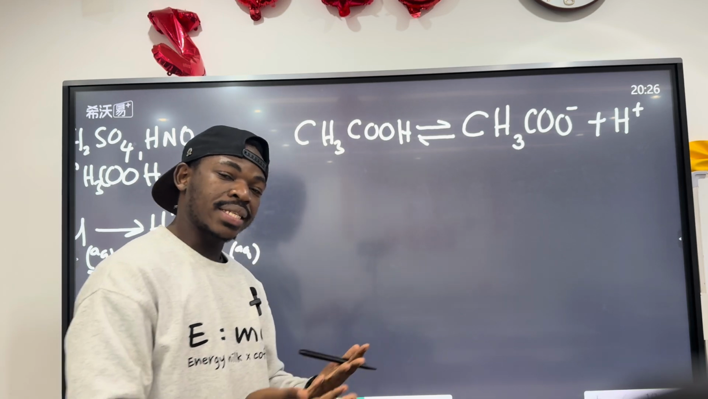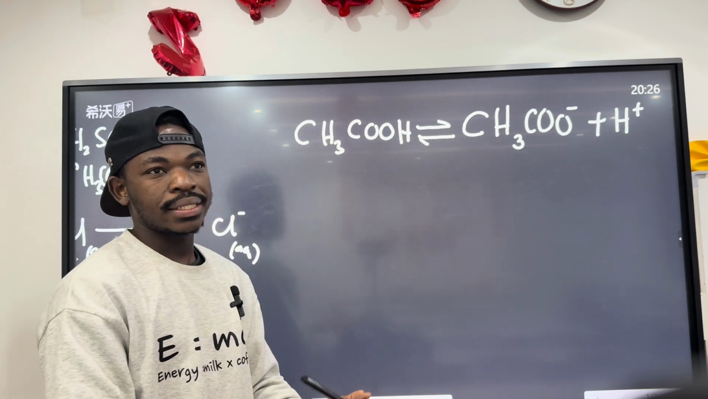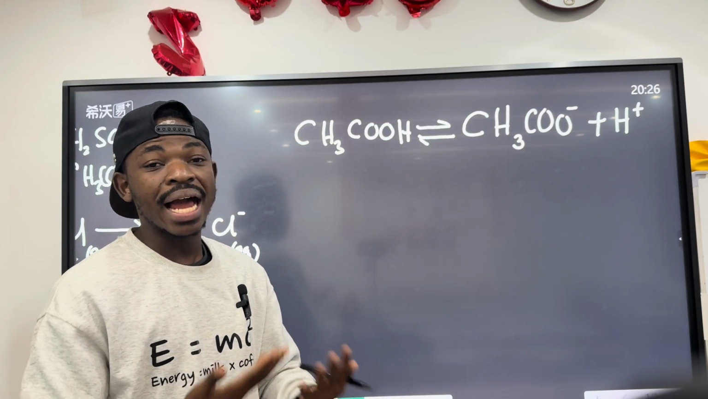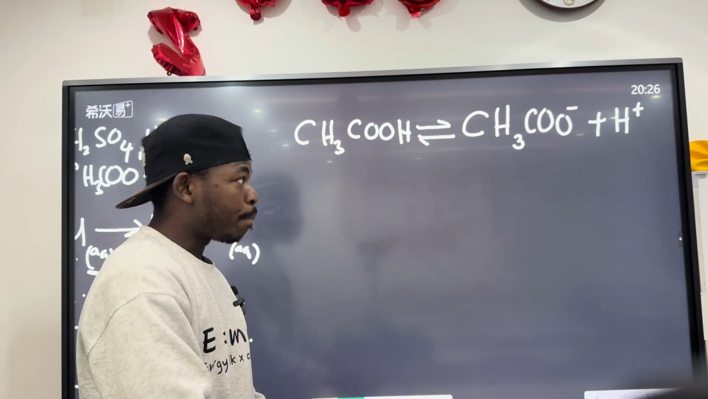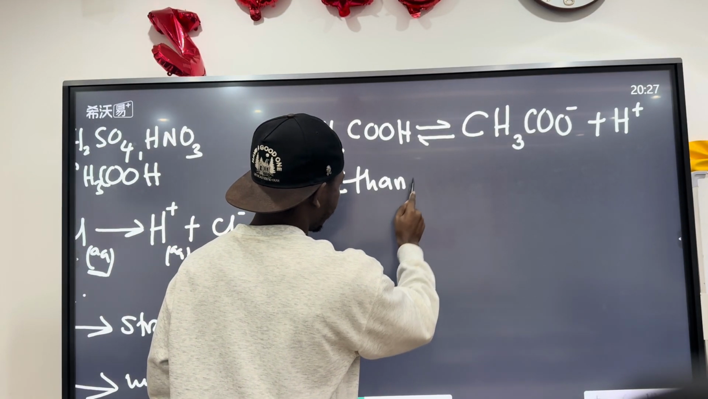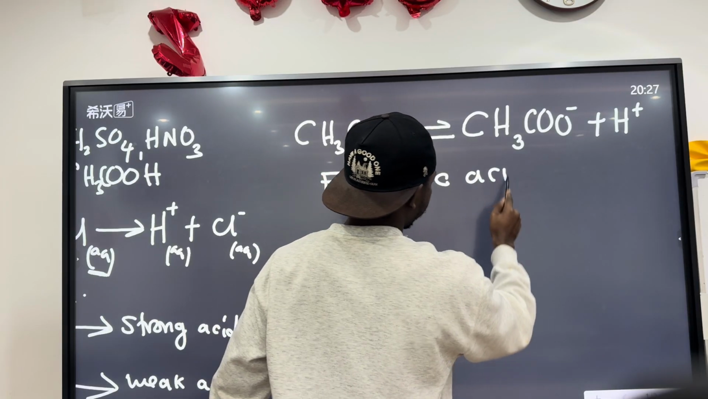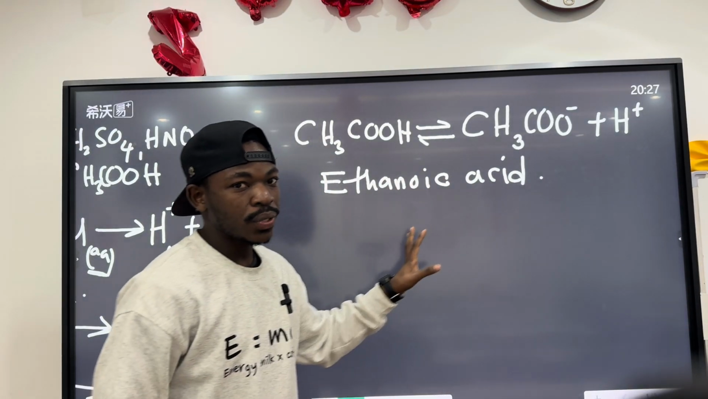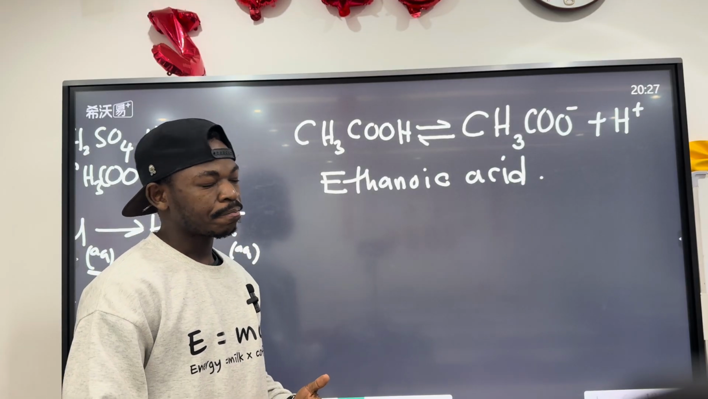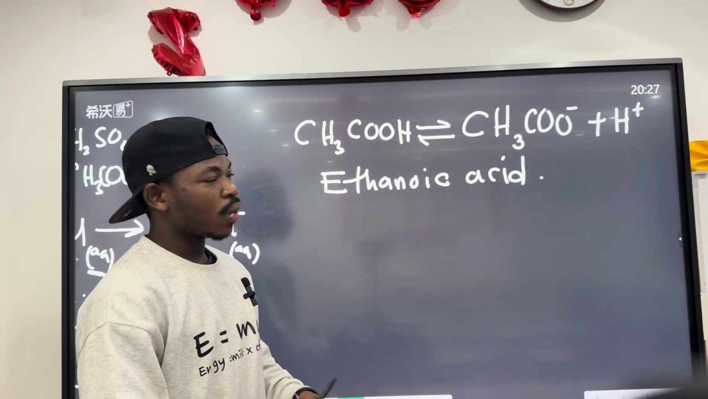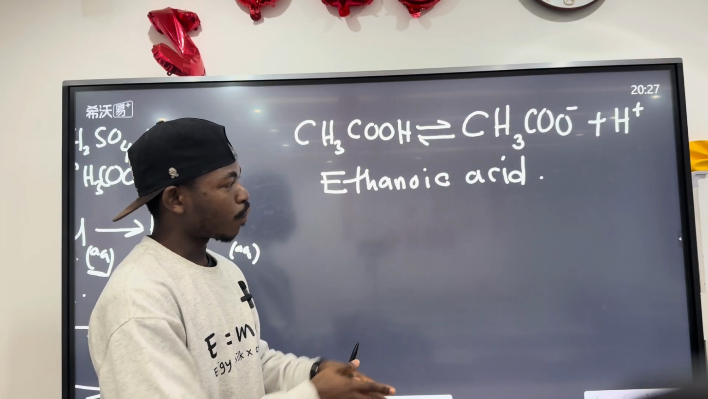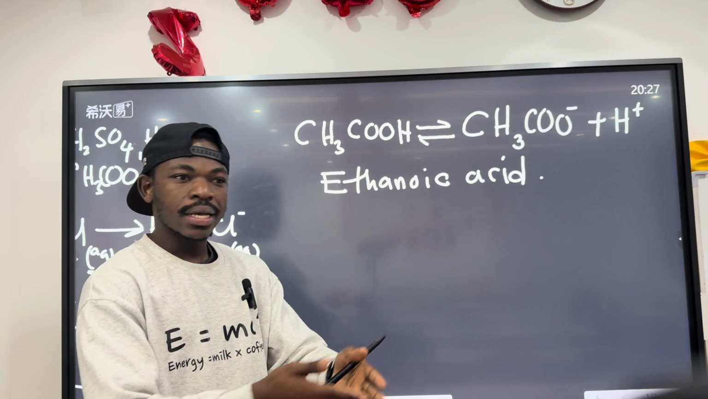So they'll ask you in an exam, define a weak acid. A weak acid is simply an acid that partially ionizes in aqueous solution. For example, ethanoic acid. That is what I want you to understand. I don't want to go into other properties of acids, their reactions and things like that. We just want to create understanding of what an acid is, what a weak acid is, and things like that.